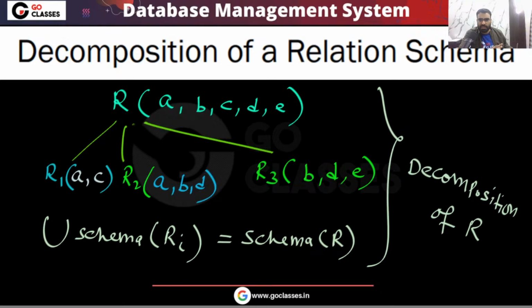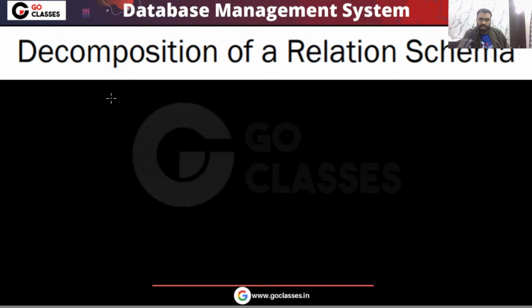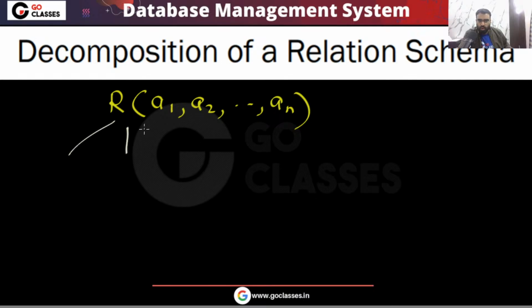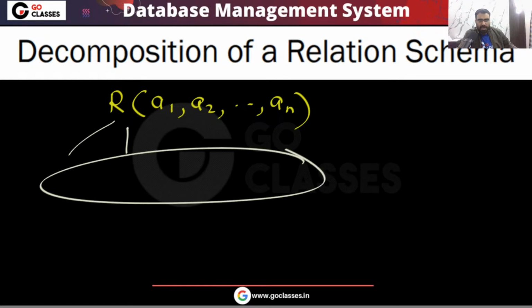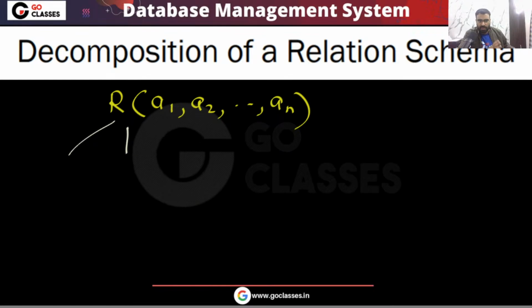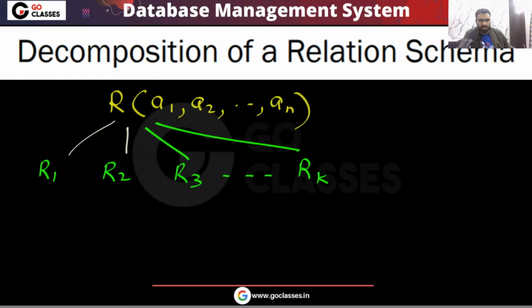So this is the concept of decomposition of a relation. Let me generalize this. We have a relation R and there can be n attributes, A1, A2 and so on up to An. This is the schema of the relation R, and we want to decompose this relation R into two or more sub-relations. You can decompose into two relations, or into 3, 4, any number of sub-relations you can create. Let's assume we want to decompose into k sub-relations: R1, R2, R3 and so on up to Rk.